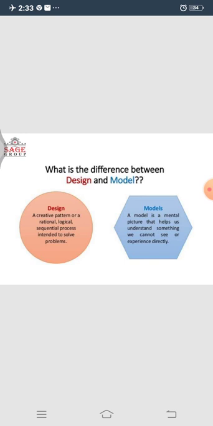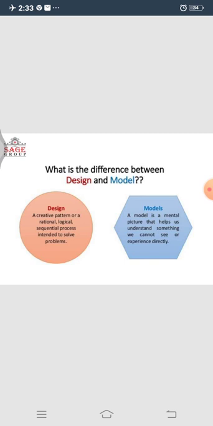Hello all. Today we'll be doing the instructional model of learning. So basically in this session we'll be understanding the different models that will help us out in designing training modules in the organization. So first of all, let us see what do we understand by design and model.